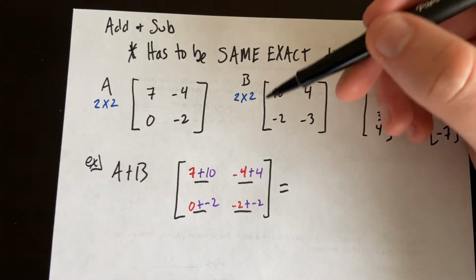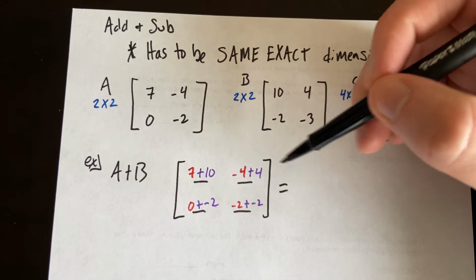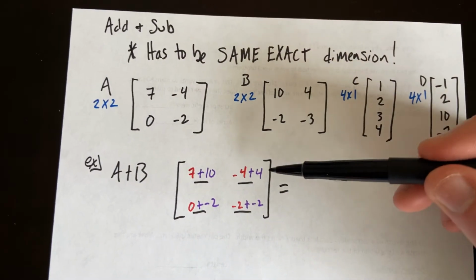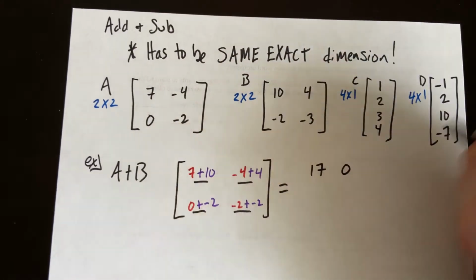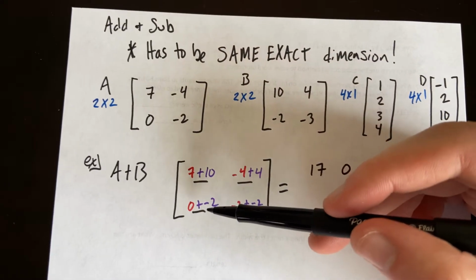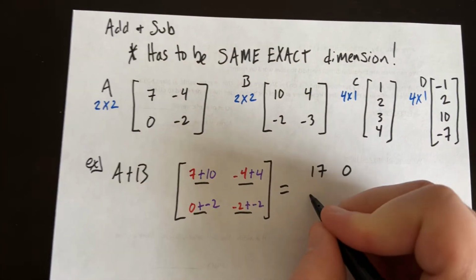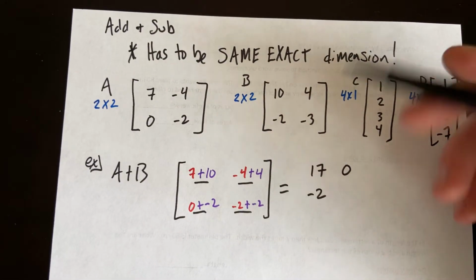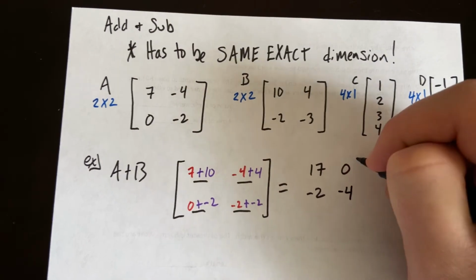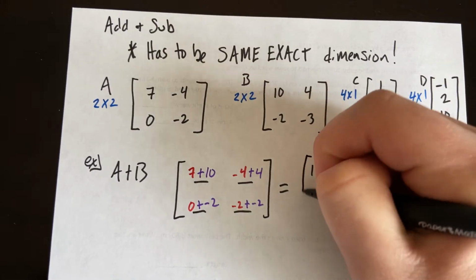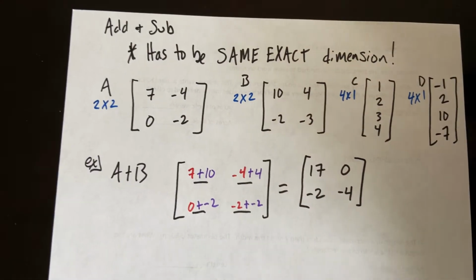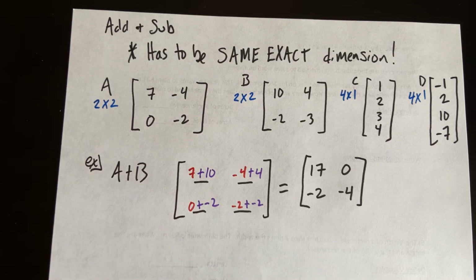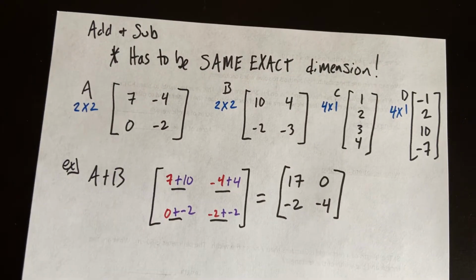So A plus B, first row, first column, 7 plus 10 is 17. First row, second column, -4 plus 4 is a 0. Second row, first column is 0 plus -2, which is a -2. And down here, we've got -2 plus -2, which is a -4. Notice, again, how when we add our matrices, we added a 2 by 2 by a 2 by 2. It turned into our 2 by 2 matrix.